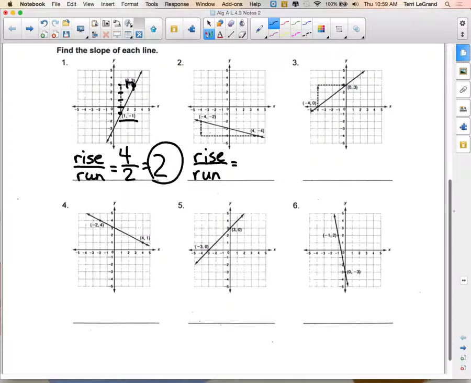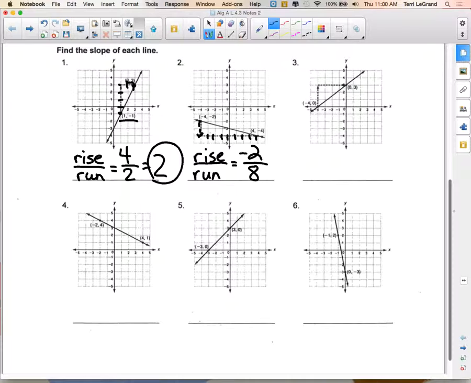We're going to do it their way. Okay, Maisie, what'd you get for the rise? Okay, Blake? 2? What direction are they going? Look right here. We're going with what they already started for us. They went down 2 and over 8. 1, 2, 3, 4, 5, 6, 7, 8. So over 8 to the right would be a positive 8.